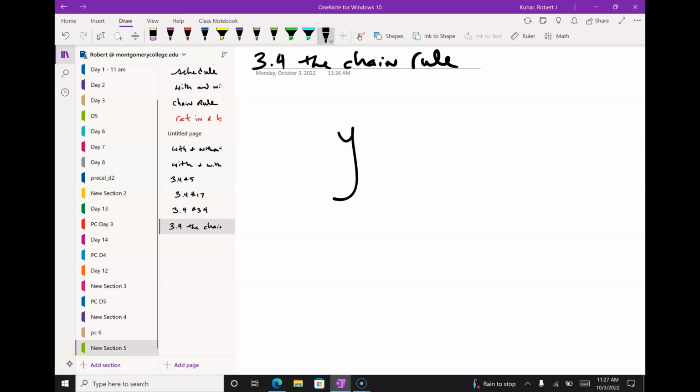So we're talking about if I have a composition of functions, meaning a function inside of a function. Have we done that already this semester? Have we put a function inside a function already? Yes?